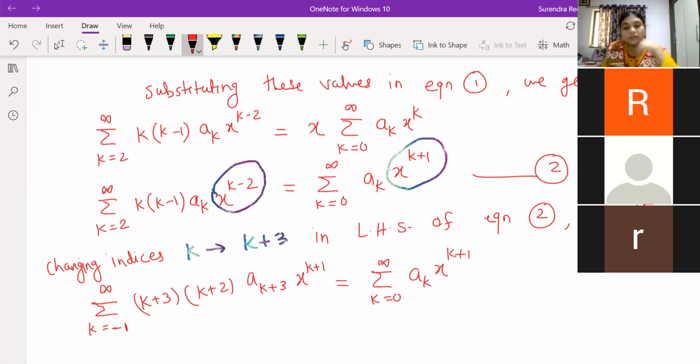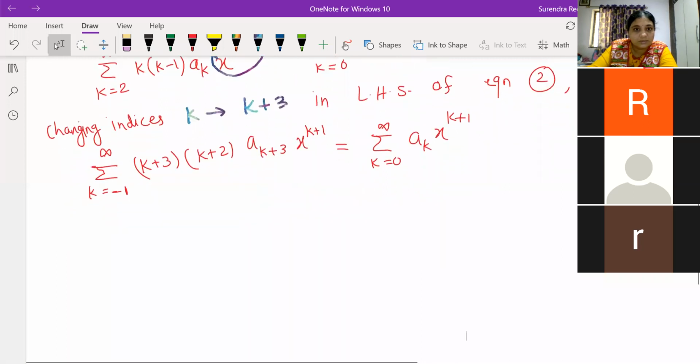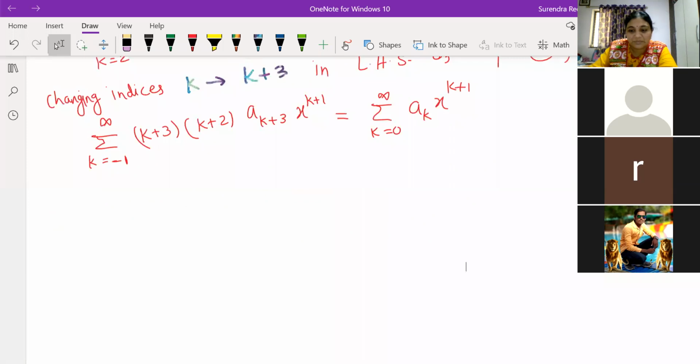So is this step clear? Is what I am writing visible properly? Some problem, but it's okay. I think you are able to understand what I am writing, no? Right?